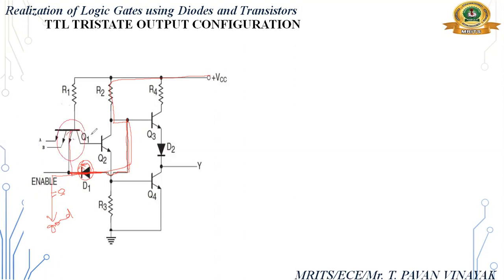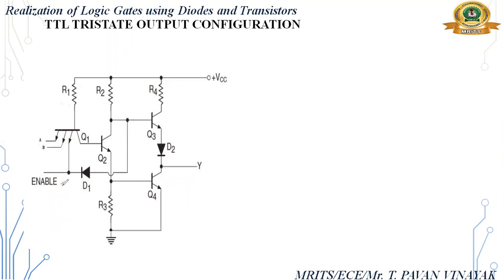So Q1 is off, Q2 is off. Whenever Q2 is off, Q4 will be on, and Q3 is also off. All are off, only this one is on. Then what is the output? The output we get is high impedance.